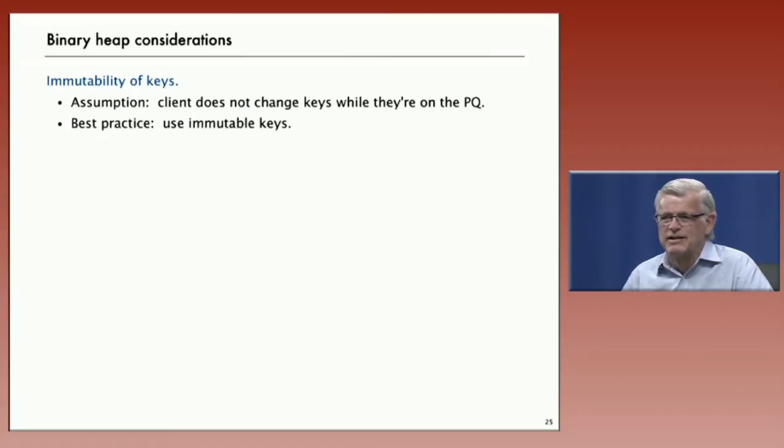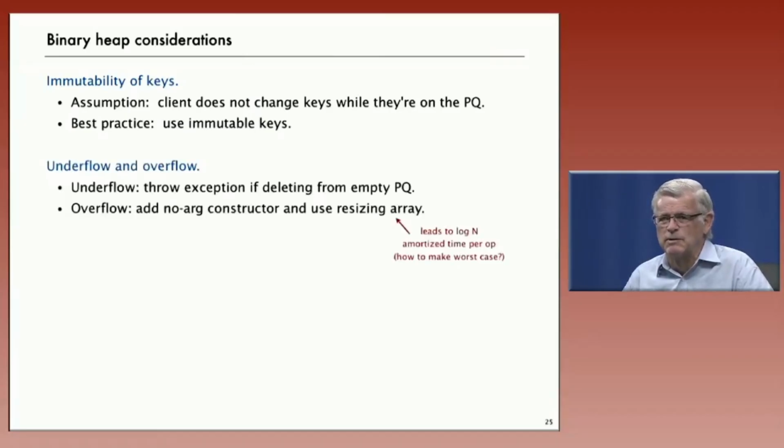We're assuming that the client doesn't get to change the keys while they're on the priority queue. And it's better not to assume that. It's better to arrange for that in our implementations by using keys that are immutable, whose values don't change. There's many reasons that programming languages provide the capability to build immutable keys, and this is a fine example of one. And we'll talk more about that in a minute.